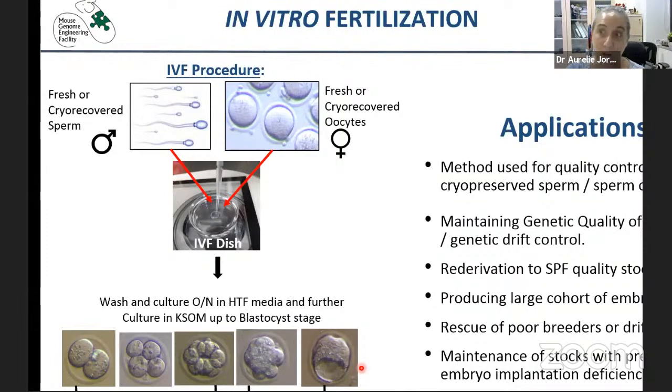For some rare cases, we actually go to the implantation and live pups. It depends on the complexity of the model and the mutation. And so this is how we do it. And we have a threshold.